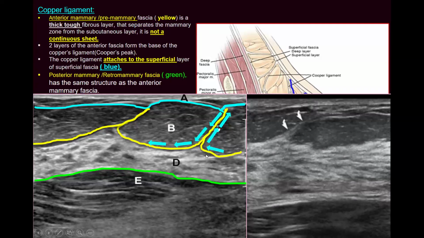That is why it is not just a single thin layer. If you look here, you can see it is like a peak. It is the peak, a Cooper peak. Can you see it here? You can see the gland going and coming.